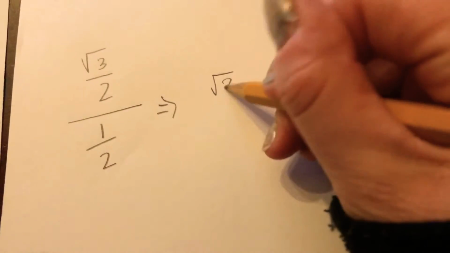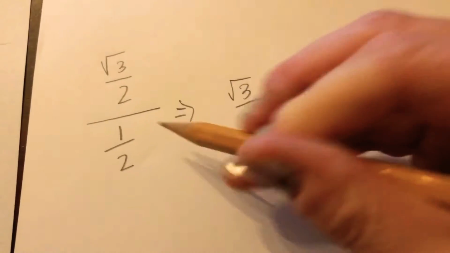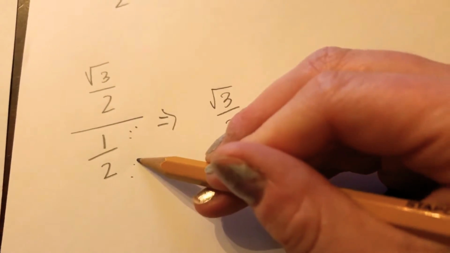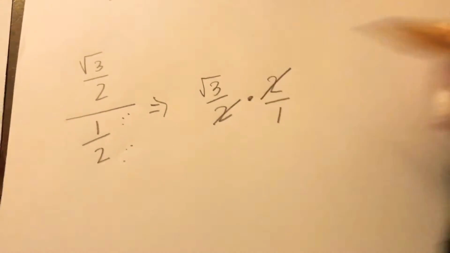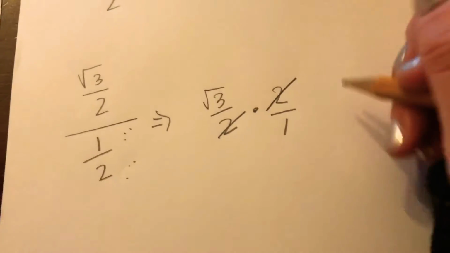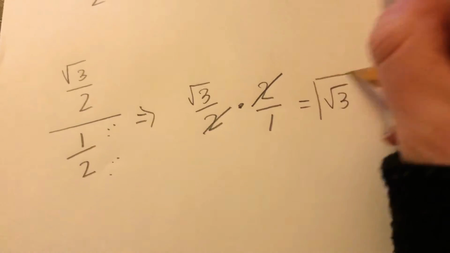All right. So you have radical 3 over 2 multiplied by the reciprocal of 1/2, which is 2 over 1. So this will cancel, right? And then I get radical 3 over 1, which is just radical 3. So that is radical 3.